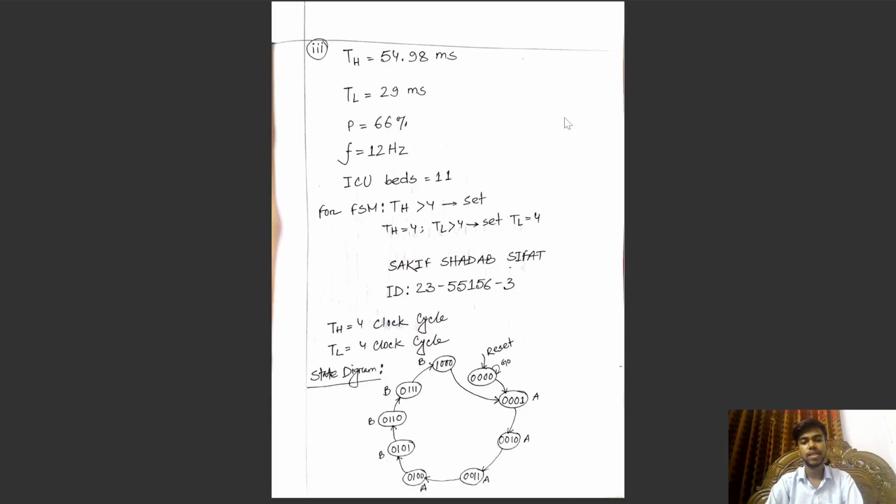For the FSM, it says if TH is greater than 4, then it will be set. If TH equal to 4 or TL greater than 4, then it will set TL equal to 4. So here the conditions are, if TL equal to 4, then clock cycle, then TH equal to 4, then the clock cycle. So this is the state diagram. The state diagram goes from 0 to 1 to 3 to 4 and all the way up to the binary number 1000. And after coming to 1000, it will not go to another one, it will go directly to reset, which is 0, and it will move here.